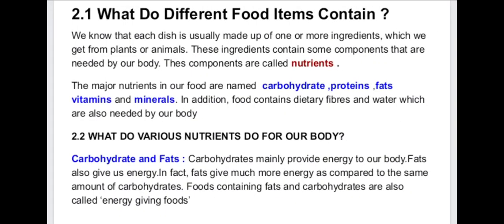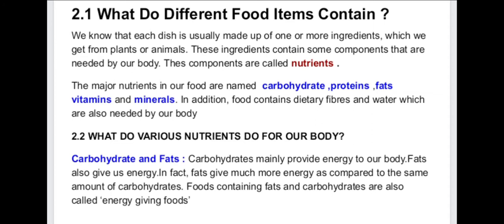So the first thing is, what do different food items contain? We know that each dish is usually made up of one or more ingredients which we get from plants and animals. These ingredients contain some components that are needed by our body. These components are called nutrients. That means nutrients are those components which are essential for life and health. And the major nutrients in our food are named carbohydrate, protein, fat, vitamin, and mineral. In addition, food contains dietary fiber and water, which are also needed by our body.